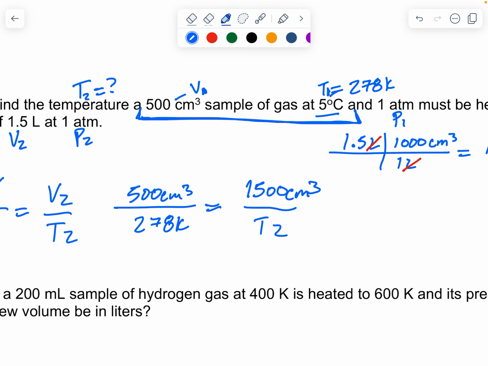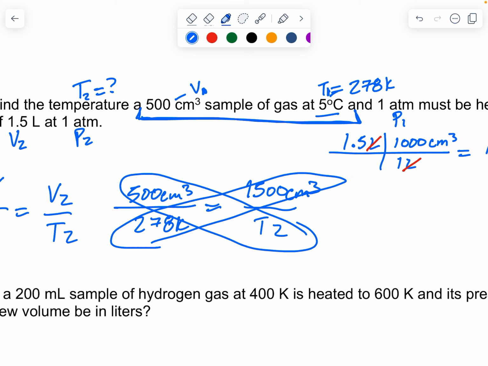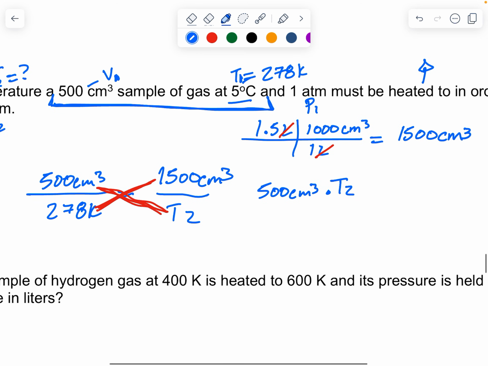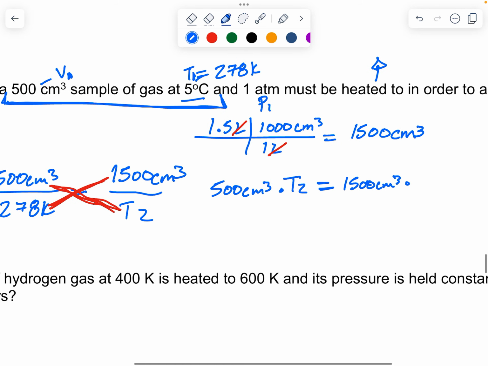Okay. And so then what we're left with is we just have to do a little bit of algebra. You might have learned in math class that this is a situation where you need to cross multiply. You might even draw yourself a little butterfly, put a smiley face on it, but we need to do cross multiplication. These two things need to be multiplied together and these two things need to be multiplied together. So I'll start doing that. We have 500 centimeters cubed times T2, and that's going to be equal to 1,500 centimeters cubed multiplied by 278.